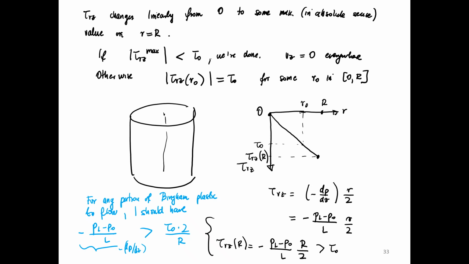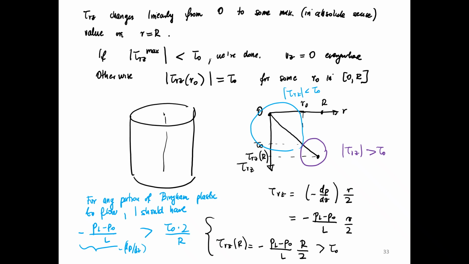And in that case, I have the situation where portion of this is the part where my tau RZ is less than tau 0 in absolute sense. And this is the part where my tau RZ in absolute sense is larger than tau 0. And I'm drawing it as positive, but again, it could be positive or negative. That somewhat depends on how I'm orienting my coordinate system.